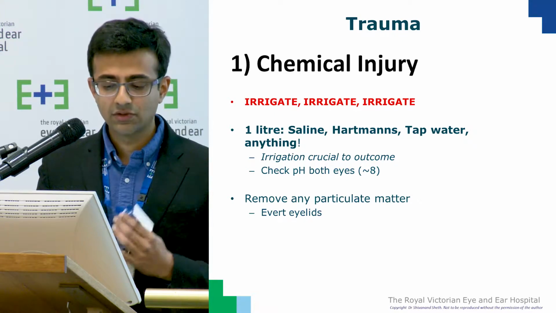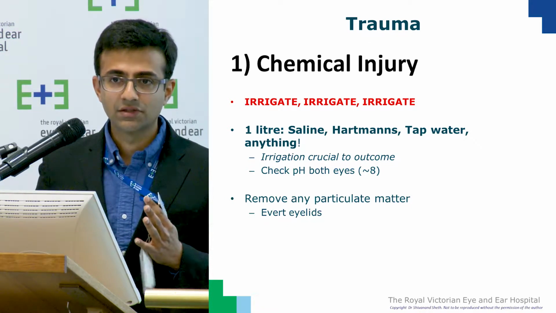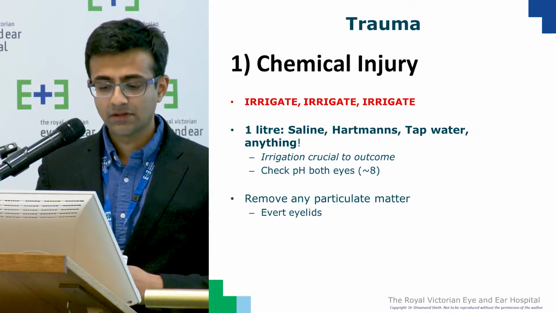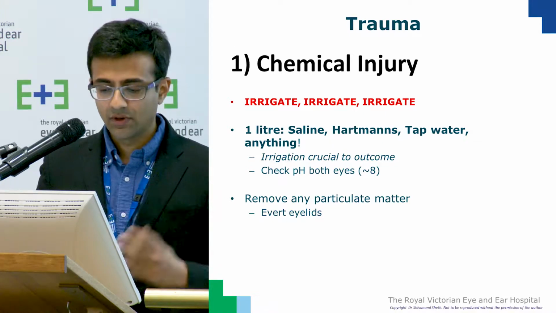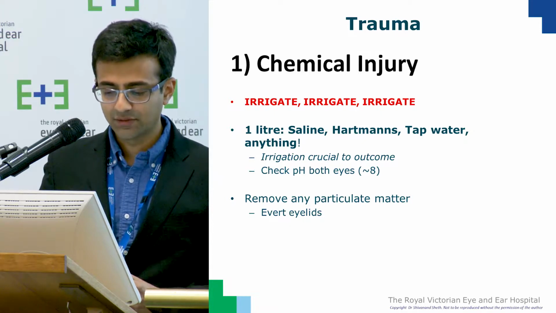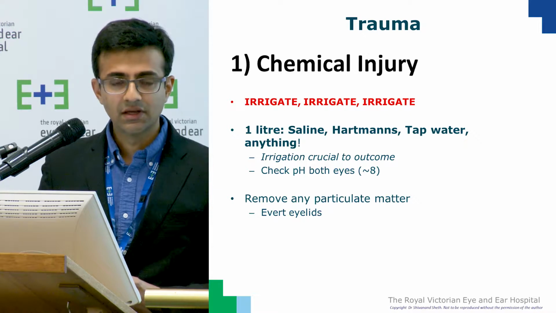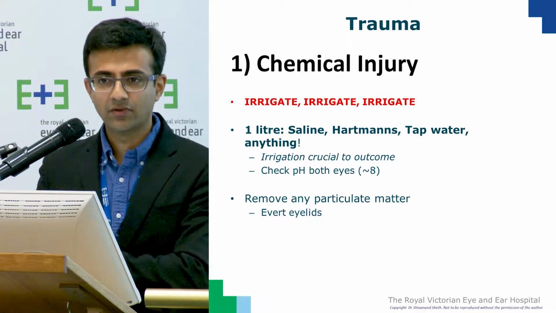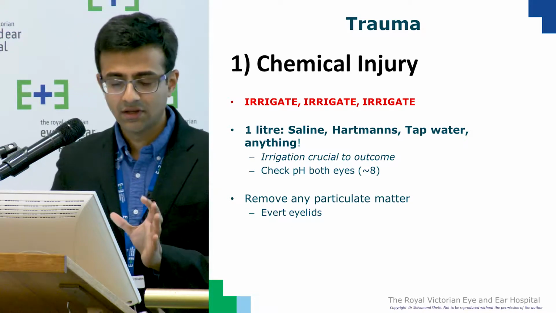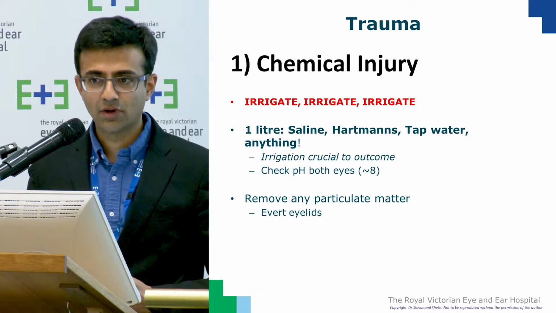Studies have shown that the quicker you start irrigation after exposure, the better it is for the long-term outcome of the patient. And you could use basically anything: saline, Hartmann's, tap water, just whatever liquid you can find that's not toxic. And the end point of irrigation is till the pH is fairly within normal range. So we consider 7, 7.5, 8 to be within normal range. If it's close to that, it's fine. Or best is to compare it to the other eye, which has not had the chemical exposure, and it should be equal to the other eye.